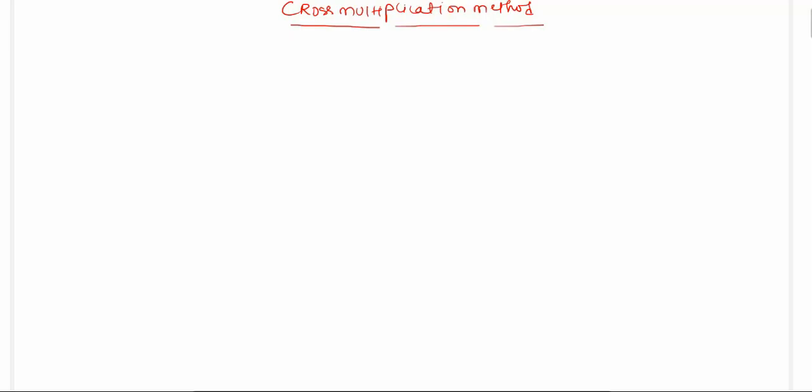So let's start. This cross multiplication method, if we compare with the other two methods, that is substitution and elimination, is a method which consumes a little bit more time compared to the other two methods. So under cross multiplication method, the word says cross multiplication or cross multiply, right? That means basically we're going to use this method.